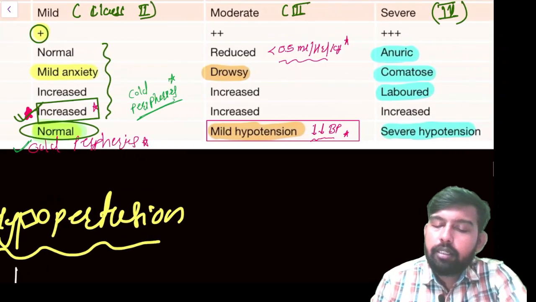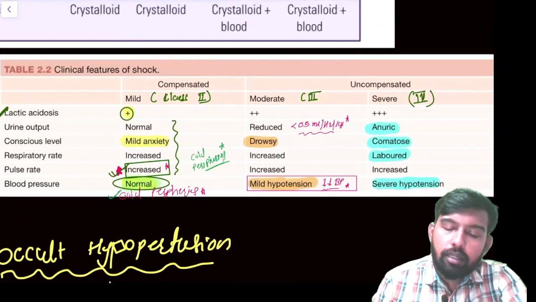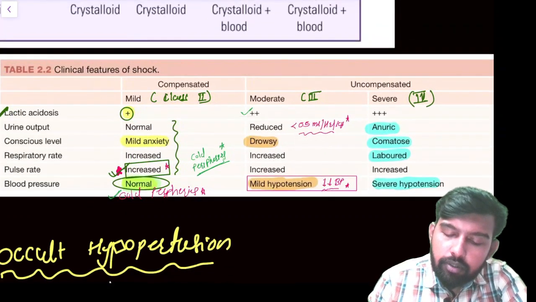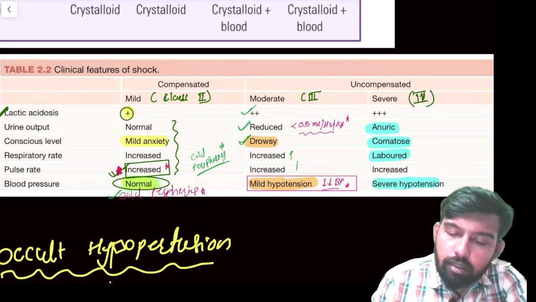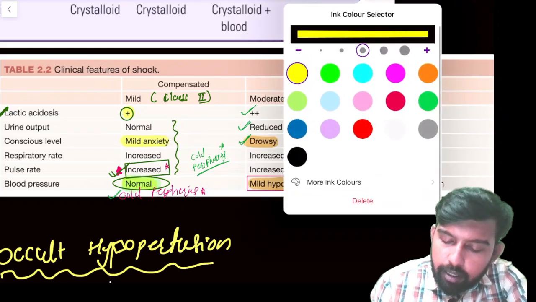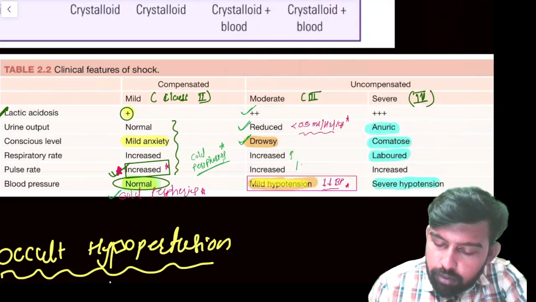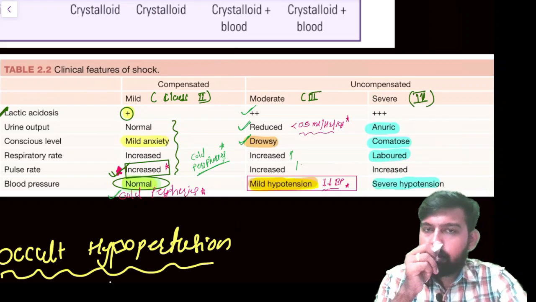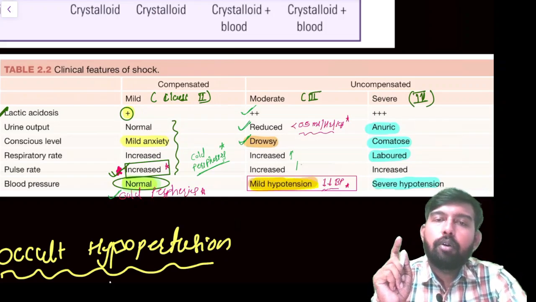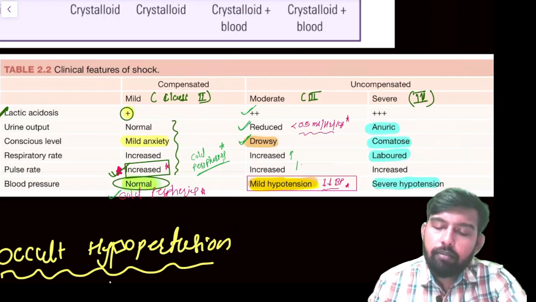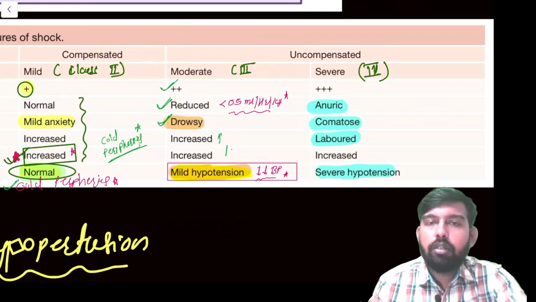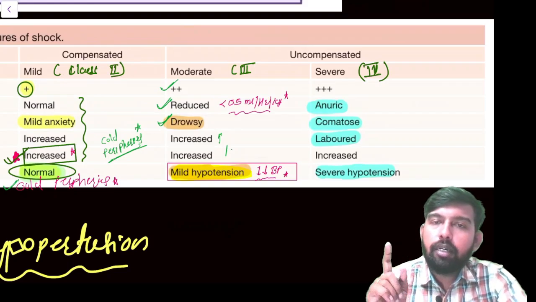And let's see the moderate type of shock, in which there is a large amount of lactic acidosis, urine output is reduced, and the patient becomes drowsy. The respiratory rate and pulse rate are increased, and for the first time there is hypotension. The decrease in systolic blood pressure first occurs in the moderate type of shock, and moderate and severe shock are the types of uncompensated shock.